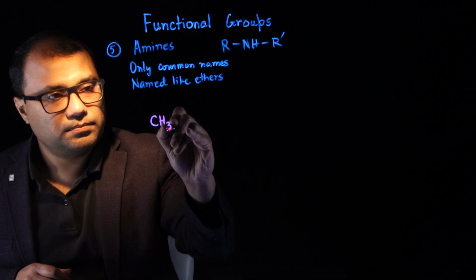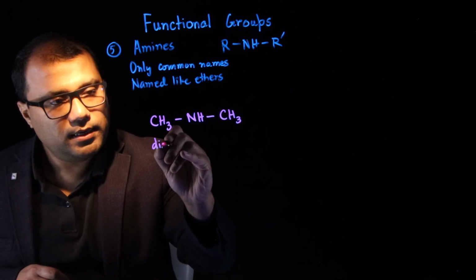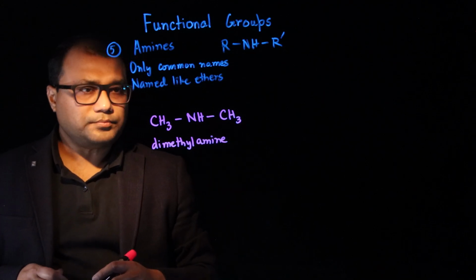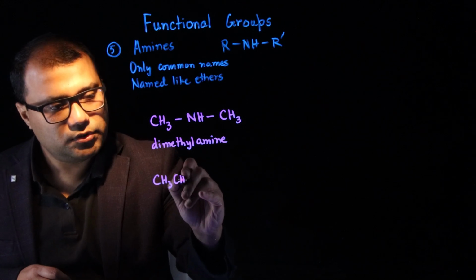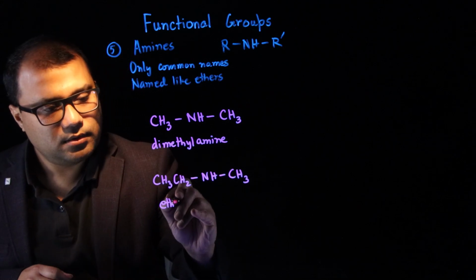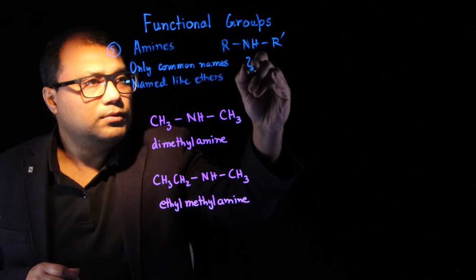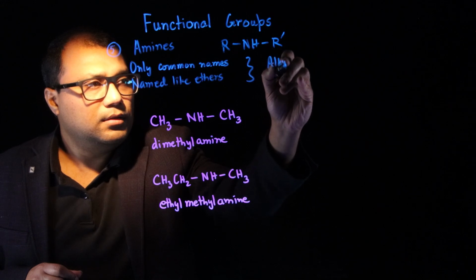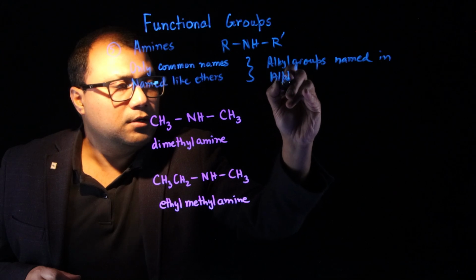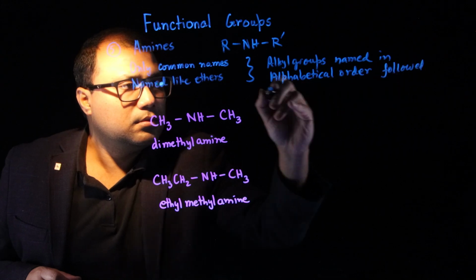Okay. Let's take an example, CH3NHCH3. This will be dimethylamine. Okay, let's take another example, CH3CH2NHCH3. This will be ethylmethylamine, no space. How these are named: alkyl groups named in alphabetical order, followed by amine.